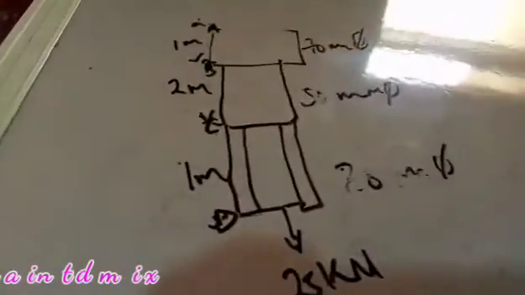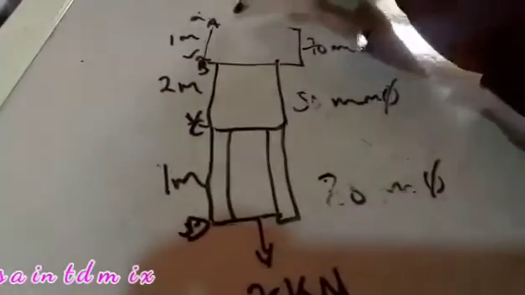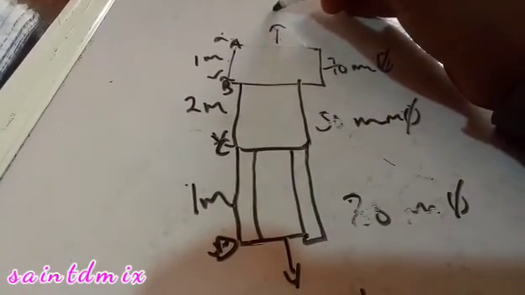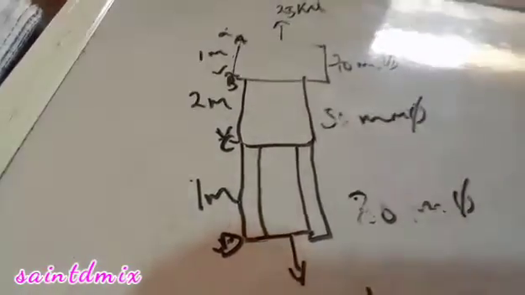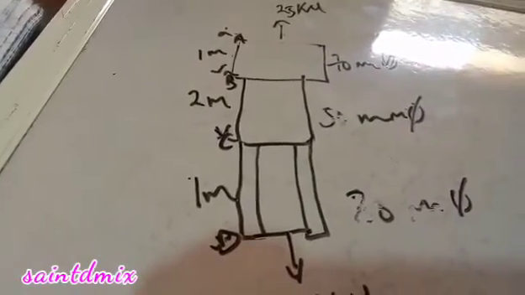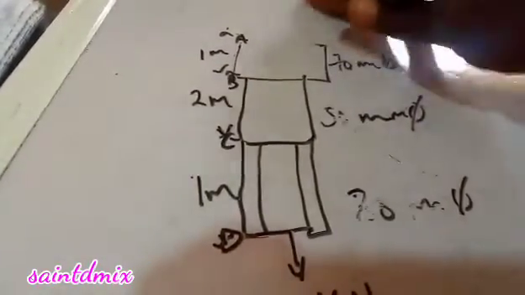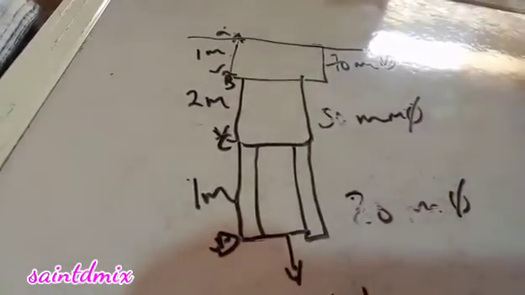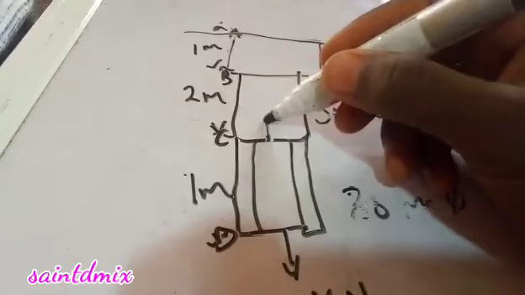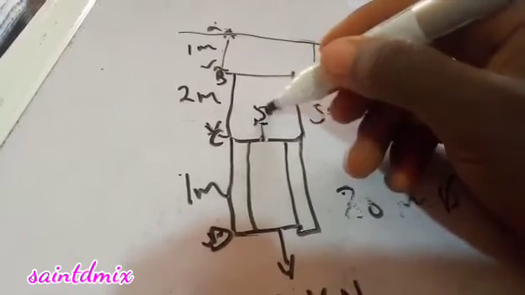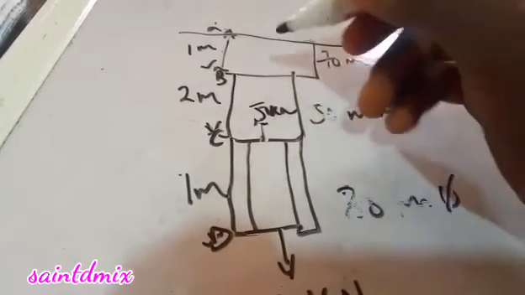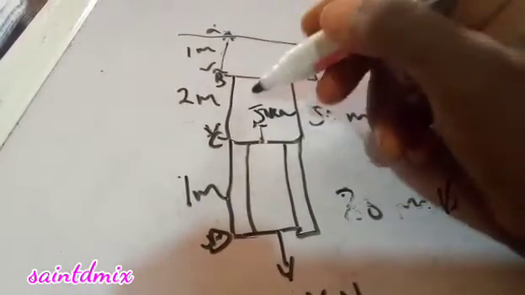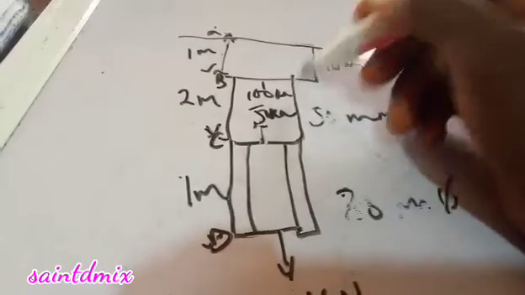Now if you look at this, there is a force here. So this is a tensile force. There's also a force, which is 25 kilonewton. Let me draw it accordingly. There's a force here. If you see this, you should be able to remember that we're going to be using the principle of superposition.